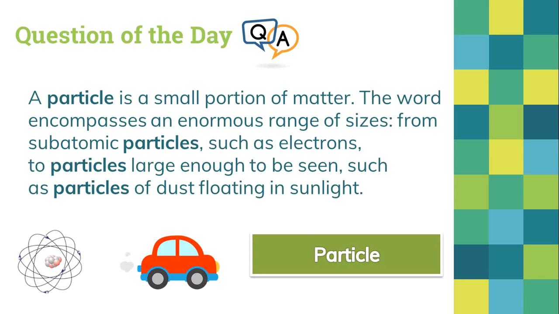So a particle in physics, or actually in science, is a small portion of matter. The word encloses an enormous range of sizes, from subatomic particles, such as electrons that we may find in atoms, to particles large enough to be seen, such as particles of dust floating in sunlight. So when we're working with models or experiments and we don't want to use the real properties of that element, we just say that we're talking about a particle. We consider that object as a small portion of matter without considering its real size.